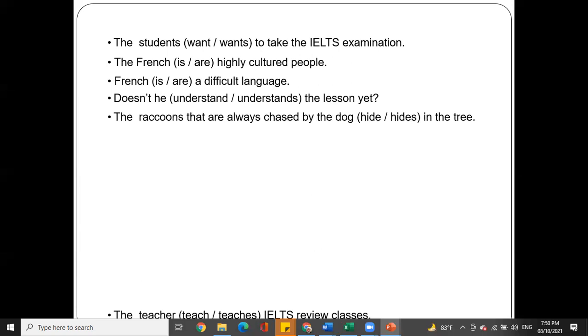The raccoons that are always chased by the dog hides in the tree. Which one is the subject here, guys?